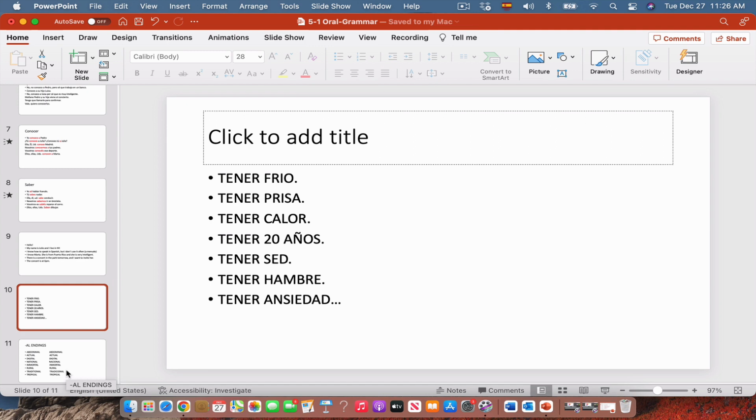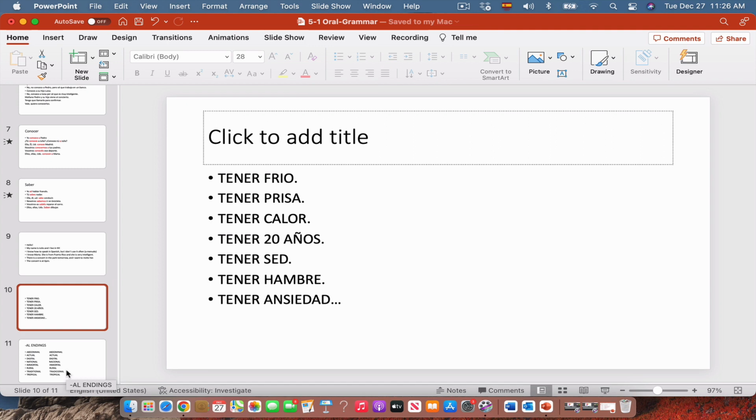Tener años, in this case, is when you say I am 20 years old, you are 15 years old, and so on. So in Spanish, yo tengo 20 años, I am 20 years old. Ella tiene 30 años, she's 30 years old, and so on. Tener sed means to be thirsty.